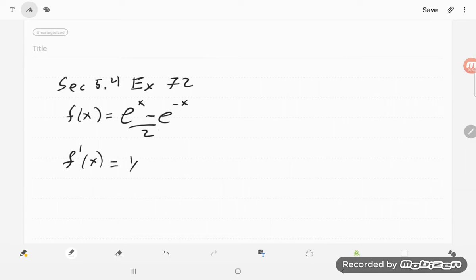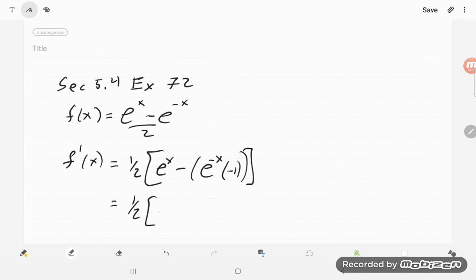And well, we have the 1/2 that we just carry around, and then we have an e to the x and a minus e to the minus x times the derivative of minus x, which is -1. And so we get 1/2 e to the x plus e to the minus x.